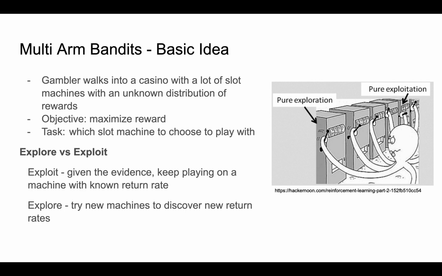Exploit is when, given the evidence, that is, knowing the return rate of a specific machine, a gambler can keep playing on that machine which he or she knows about that return rate. However, they may miss out on other machines which possibly have a higher rate, and hence the explore comes into the picture. In the explore, the gambler can try new machines to discover new return rates, and thereby the bandit's goal is to balance between the exploit and explore modes.